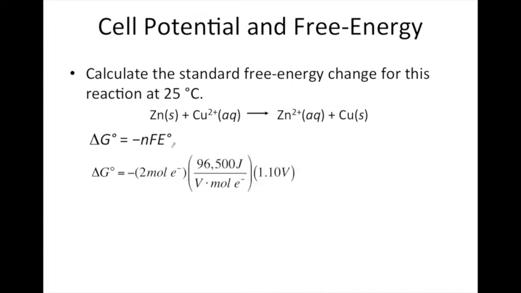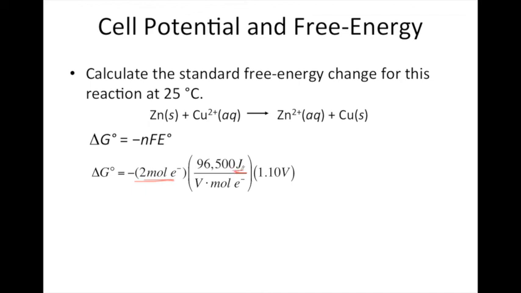Now also, if we look at this, we see that zinc is losing 2 electrons and copper is gaining 2 electrons. So there's a net of 2 electrons being transferred. 2 are being lost from zinc, 2 are being gained by copper. And we can see that from the half reactions as well. So our moles of electrons being transferred here are 2. So 2 moles of electrons times Faraday's constant.